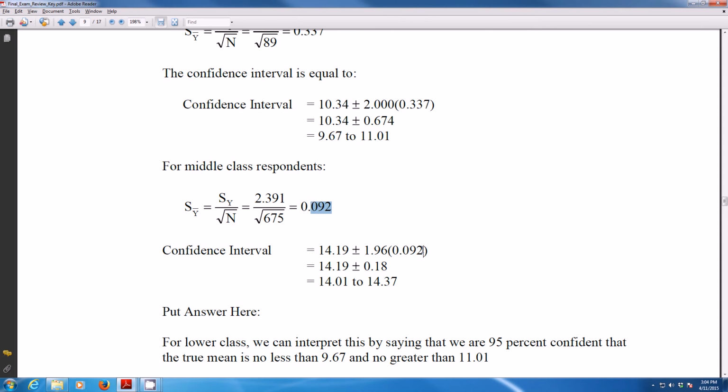We multiply that value by the t-value for the middle class respondents, 1.96, and add and subtract it from their sample mean, 14.19. And when we do the arithmetic, we get a range of 14.01 to 14.37. And so we can say that we're 95% certain that middle class respondents have between 14 and 14.37 years of education in the population on average.